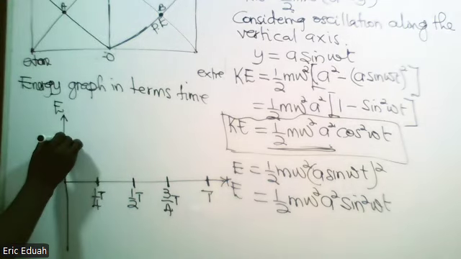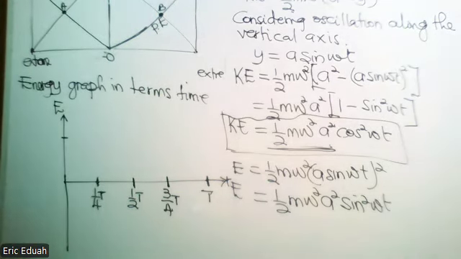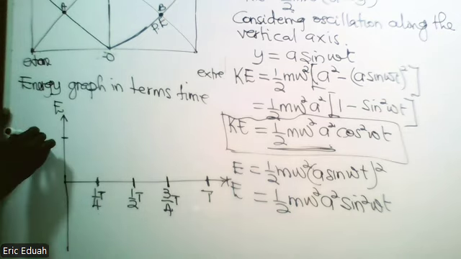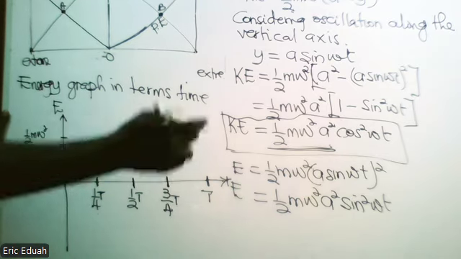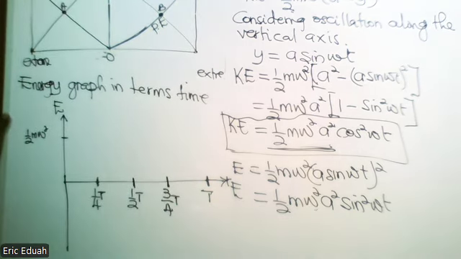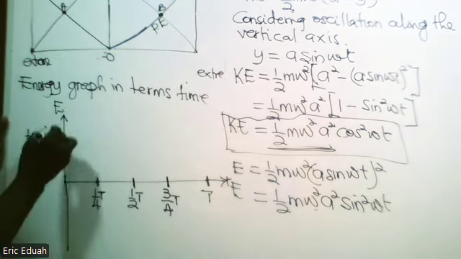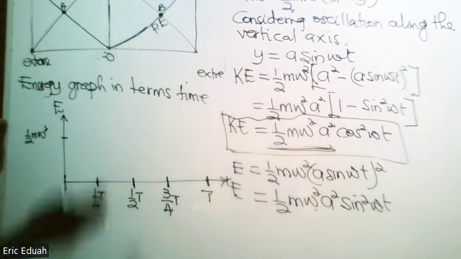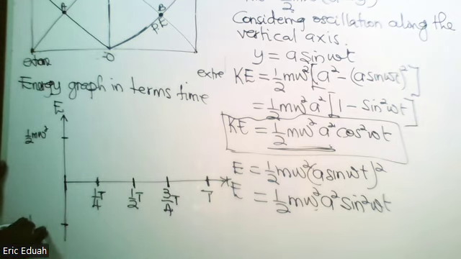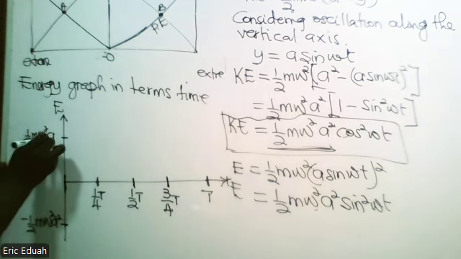So we have maximum potential energy, half m omega squared a squared, which is also the same as the maximum kinetic energy. Okay, but we have one up here and then another one down here. So it will oscillate between these two limits. So minus half m omega squared a squared.